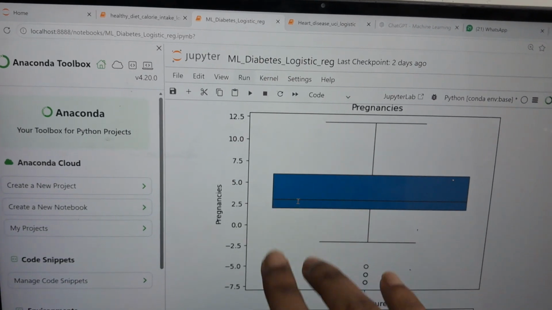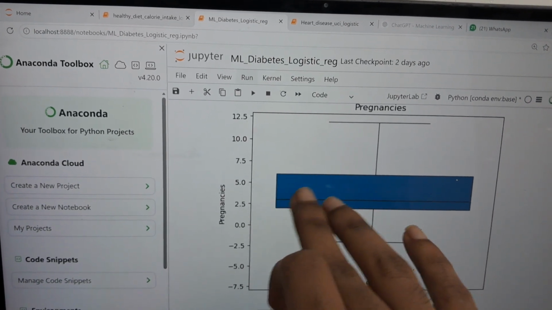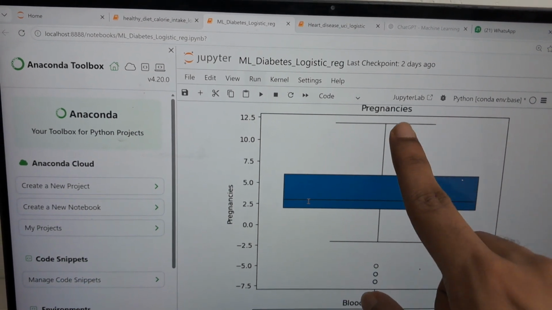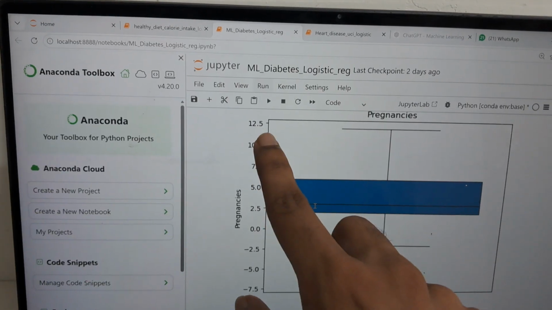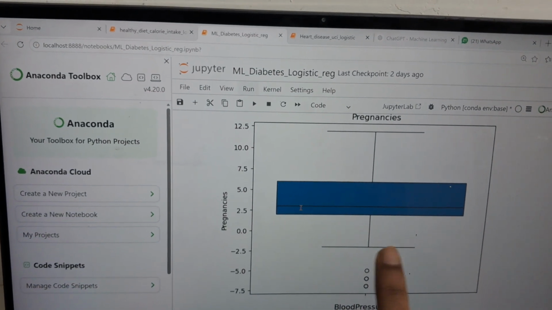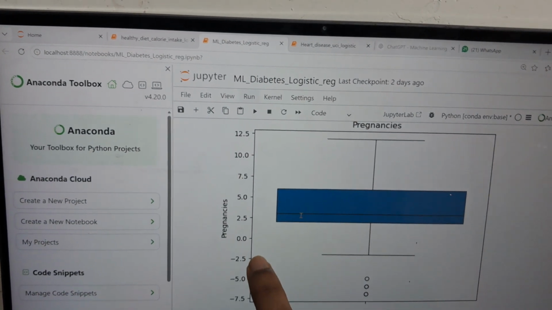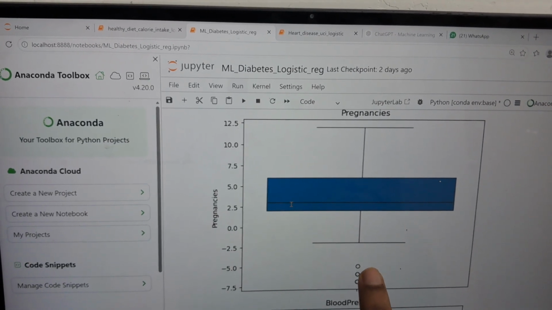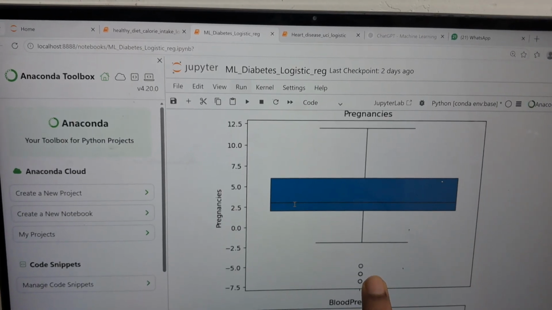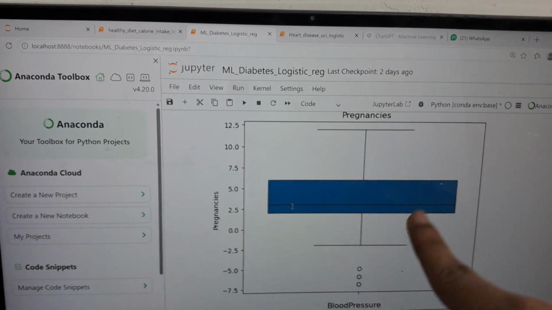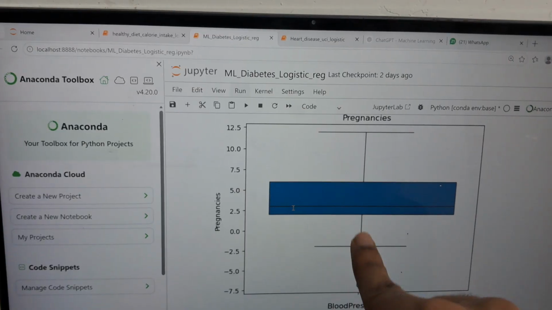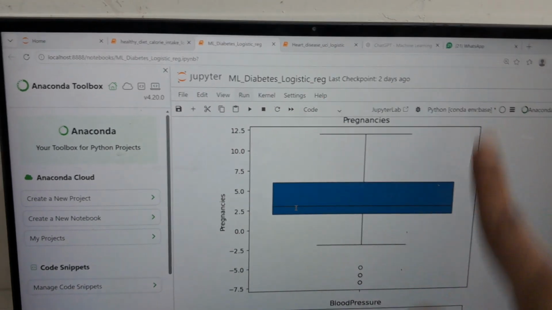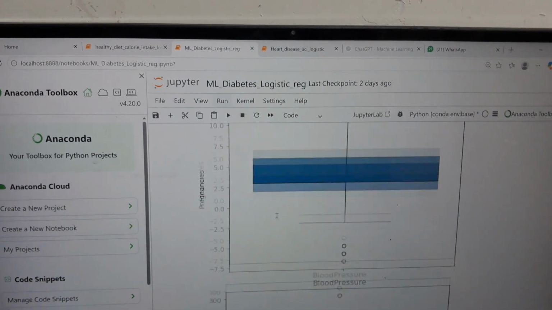Not 6 times, sorry, a complete 6 or 6 times or below 6 times. Now this is the maximum value. So the maximum times a woman got pregnant was 12 times. The minimum times a woman got pregnant is below 0. Minus means miscarriages. And this O symbol, these are known as outliers. Maybe 7 times miscarriages, which doesn't come under this range, which is far away from this range, then those values are known as outliers. So from this box plot, I can identify outliers clearly.